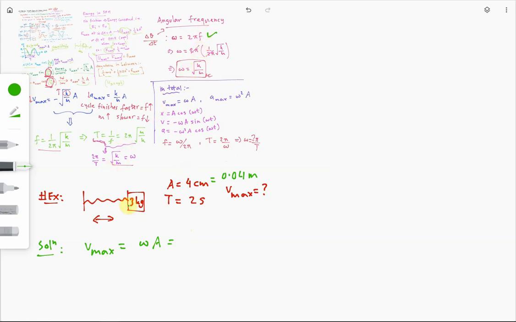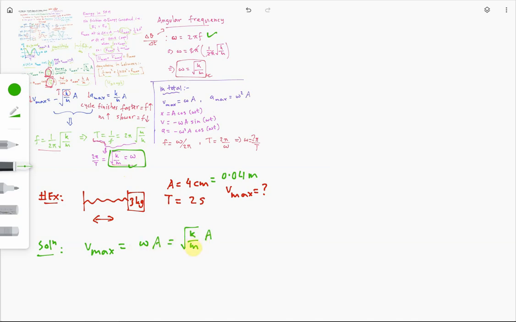We know that this is a spring block system exhibiting simple harmonic motion. So we go to the fact that angular velocity is directly related to k and inversely related to m by this expression right here. So angular velocity is nothing but the square root of k over m, times A for Vmax.